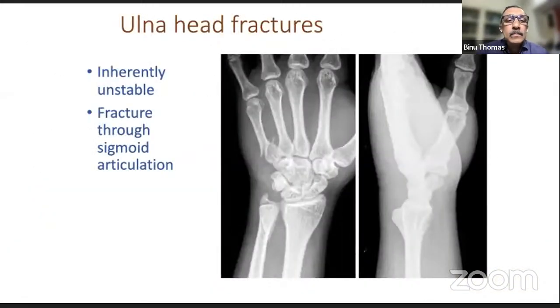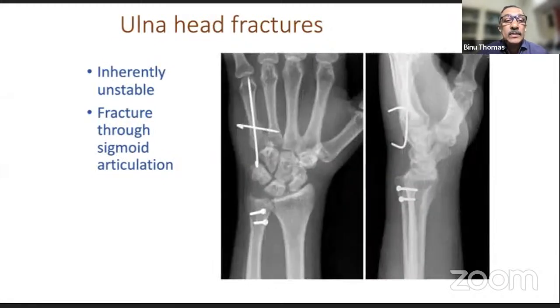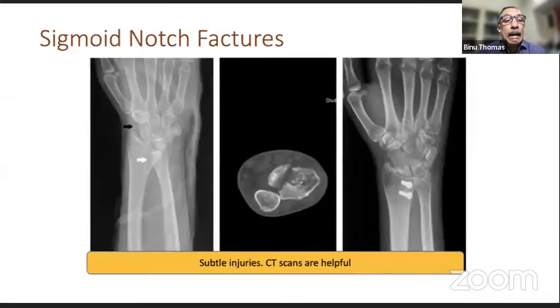The other fracture involving the distal radioulnar joint is an ulnar head fracture. Look for it very carefully. It's an inherently unstable injury, and the fractures are through the sigmoid articulation. A CT scan is very useful, and it can be fixed. This ulnar head fracture was fixed with just 2 screws and with a very good improvement in motion. And another one is a sigmoid notch fracture. Again, you need a CT to really identify the fracture well. Here we have used 2 screws. The other option is a distal radius plate.